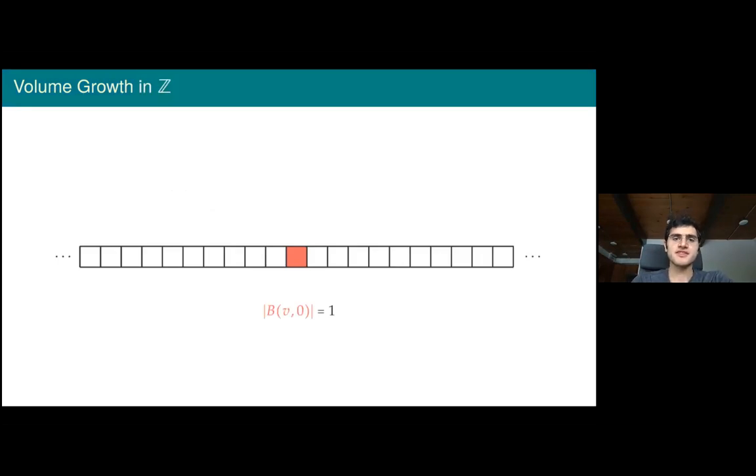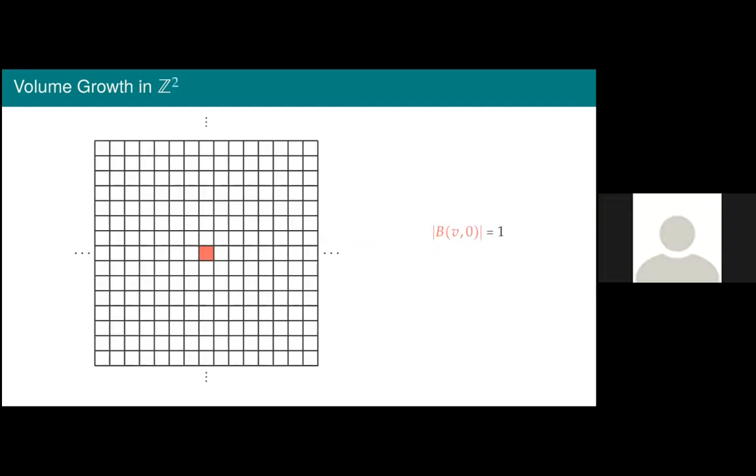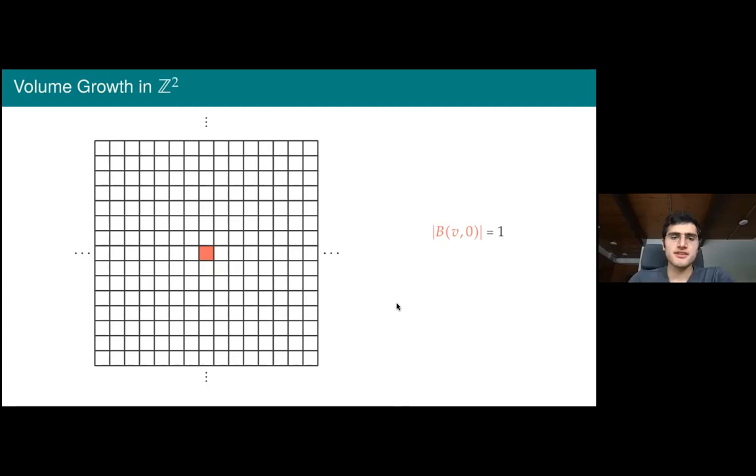Let's see some examples. The first one is the integer line, or an infinite path, and you can clearly see that the size of the balls in this graph grows linearly in R. The next one is the two-dimensional grid, and you can also see that the size of these balls grows quadratically in R.